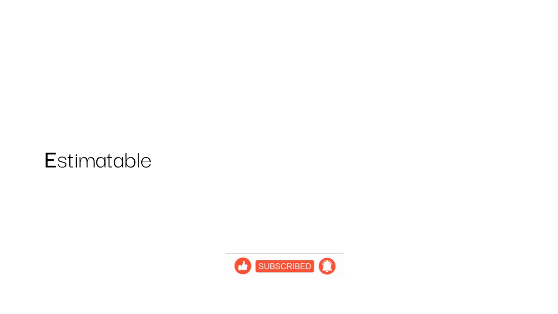E is estimatable. What that means is that the team should be able to estimate how much time a user story would require to design and to develop. S is for small, and what this means is that you need to have the user stories small enough so that they are able to be developed within a sprint or two.